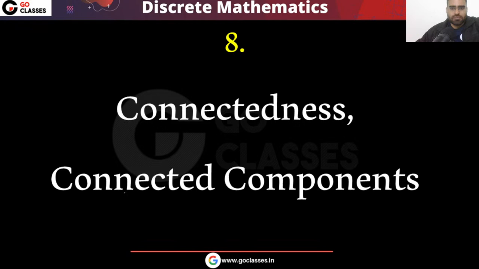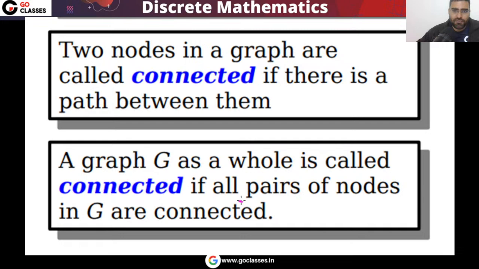Now let's see what connectedness and connected components are. When can I say a graph is connected? A graph is connected means between every two vertices there is a path. So I can say a graph is connected if between every pair of vertices there is a path.